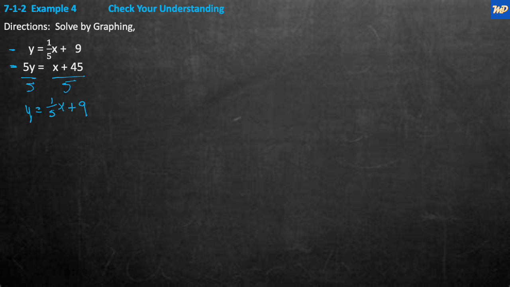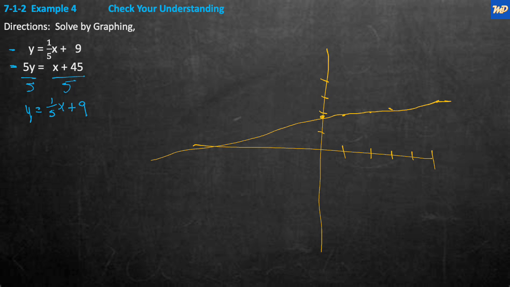We have our graph, and 9 is our y-intercept, so 5, 10, 15, 20. 9 is going to be right about here. And then we're going to have 1/5, so that's going to go up 1 over 5. Each one of these is 5. So if we go up 1 over 5, and 1 is very tiny, right? Up 1 over 5, very low slope, up 1 over 5. It's going to be a way low slope, something like that, right?